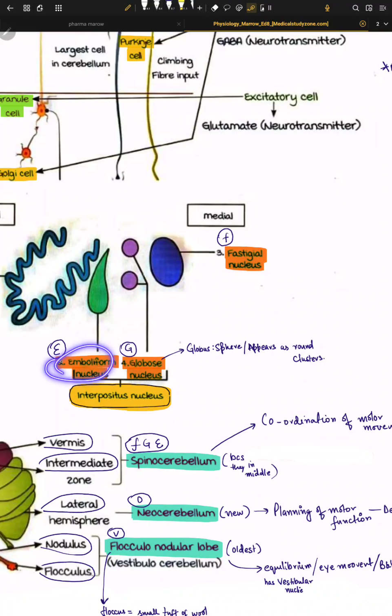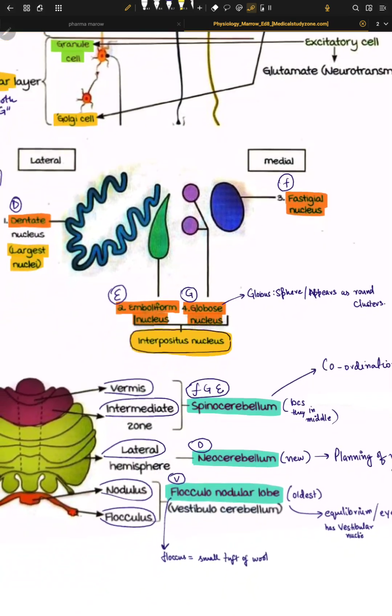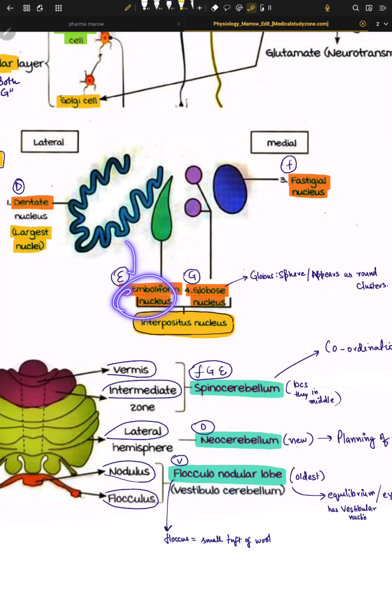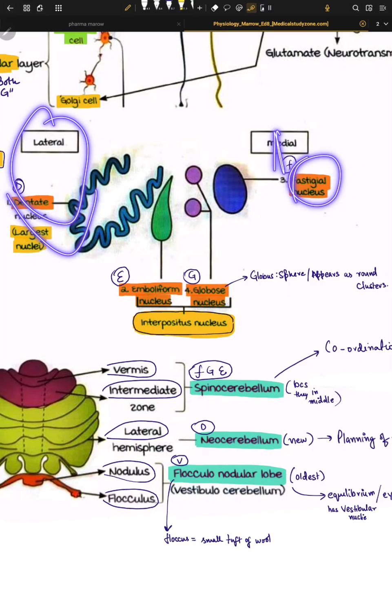Cool. What about other names? We have something called emboliform. Well, the name emboliform comes from embolus. Emboliform means plug, adjacent to the dentate. It's an embolus adjacent to dentate. Okay, so this is like an embolus. You can see it's shaped like a drop of blood. So this is the emboliform nucleus. It's just adjacent to dentate. Dentate is the most lateral one, and fastigial is the most medial one.